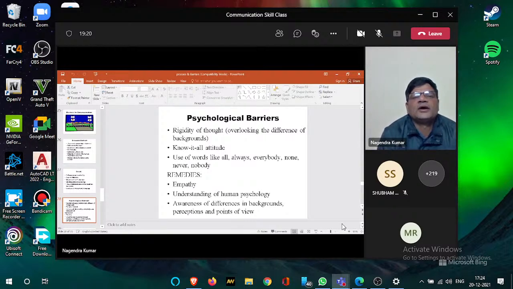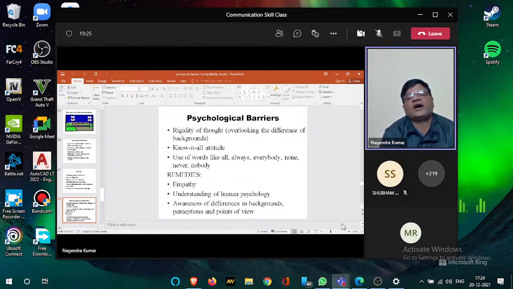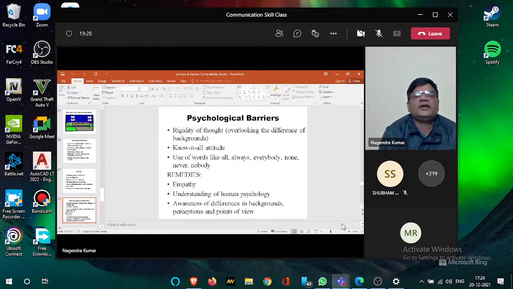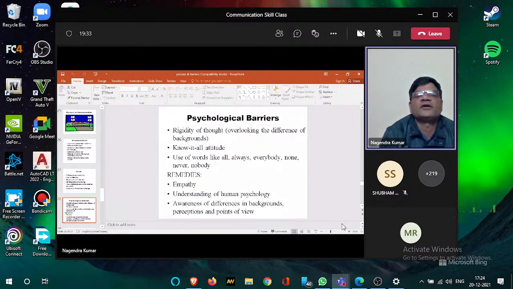Now, it governs our attitude, it governs our approach, it governs our thought process, it governs the way we perceive things, our likes, our dislikes, and everything. So the psychology of the people, to a great extent, determines the way they accept or reject or deny communication. So we will find that many of us may have some kind of rigidity of thought.